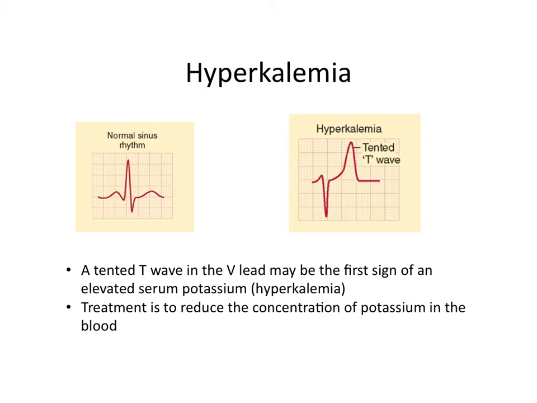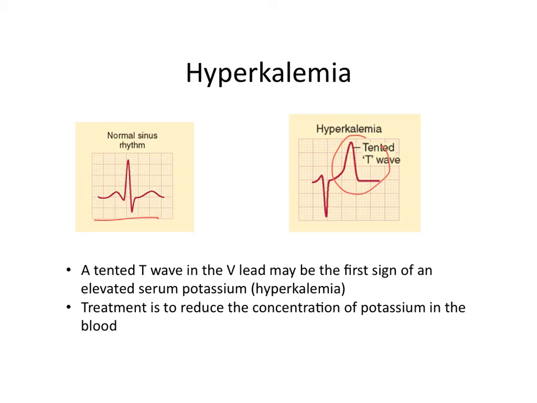Let's discuss one of the metabolic abnormalities that may be discovered once a patient is connected to ECG monitoring in the operating room. On the left, we see a normal ECG tracing, and on the right, we see an ECG tracing with a characteristic tented T wave.